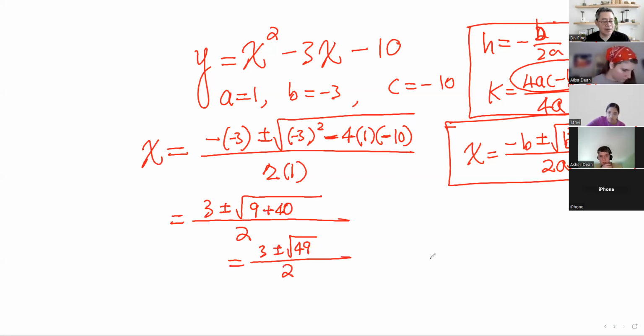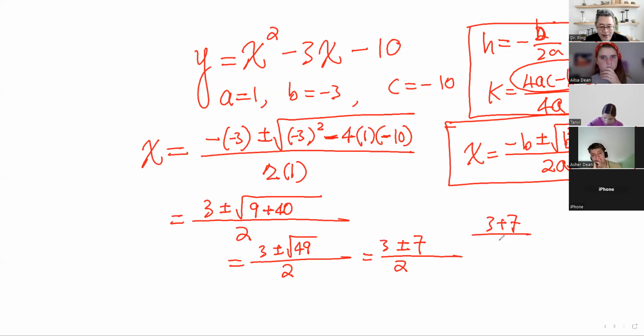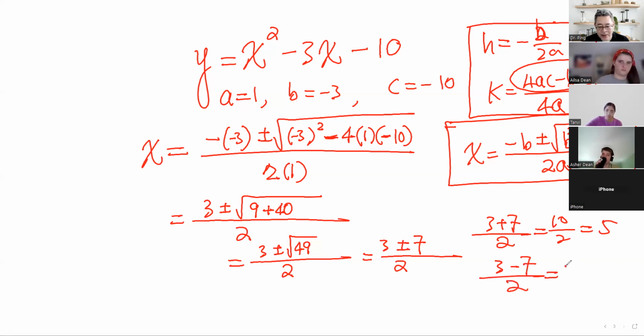Now, what's the square root of 49? 7. Yeah, so that'll be 3 plus minus 7 over 2. So we got two solutions. One is 3 plus 7 over 2. That's 10 over 2. That's 5. Another one is 3 minus 7 over 2, which is negative 4 over 2. That gives us negative 2. So we got 5 and negative 2 for our x. Good?